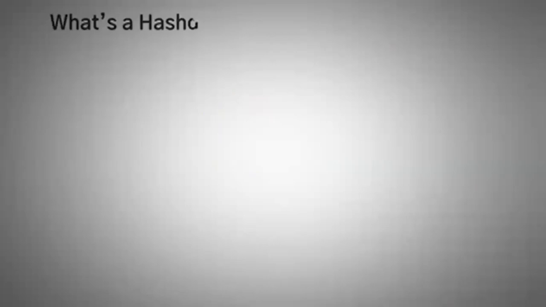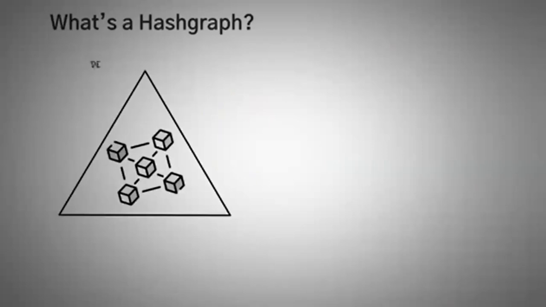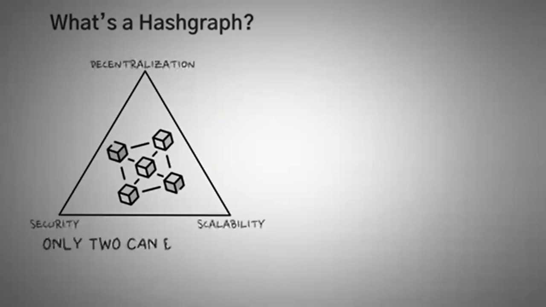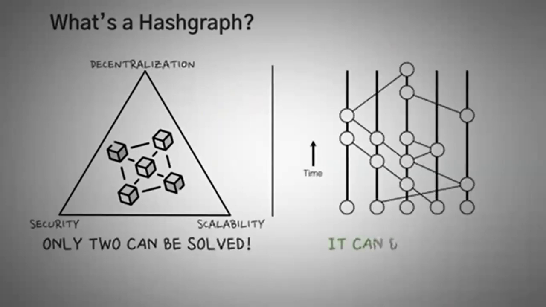What is a hashgraph? Before we can understand what Hedera does, we have to understand something called hashgraphs, the information sharing technology that Hedera uses. If you're familiar with blockchains, you may know about something called the blockchain trilemma of decentralization, security, and scalability. Basically, this trilemma means that one blockchain cannot solve all three of these problems. Usually, it can only solve two very well, and the third one is lacking. Hashgraph technology, however, supposedly can.